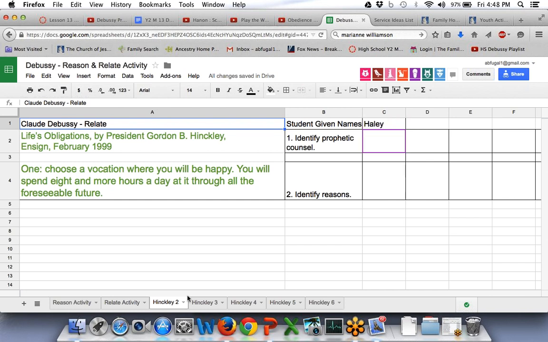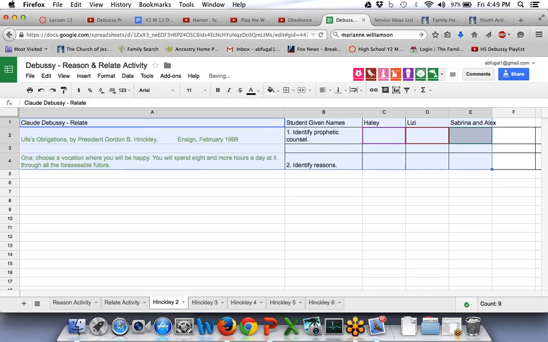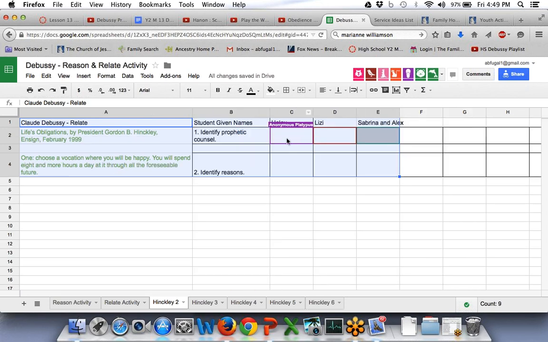Now, what we're going to do is identify prophetic counsel in this little paragraph. And then President Hinckley says, this is my counsel, and here are the reasons. I want you to identify the counsel and then the reasons. I may make this smaller just so we can see everybody better. I hope you can read it pretty well.